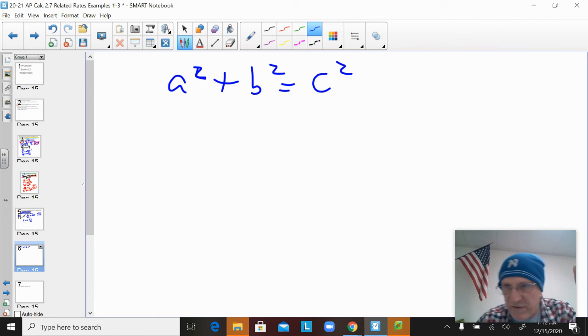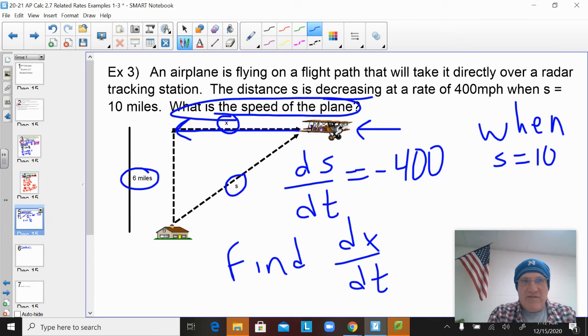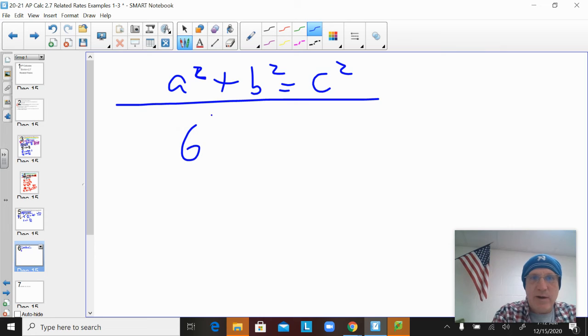Now, those aren't the right variables. So now let's talk about, in our picture, a squared plus b squared equals c squared. I've got 6, that's one of my sides, and then I've got x, and then I've got s. So I think my equation is 6 squared plus x squared equals s squared.